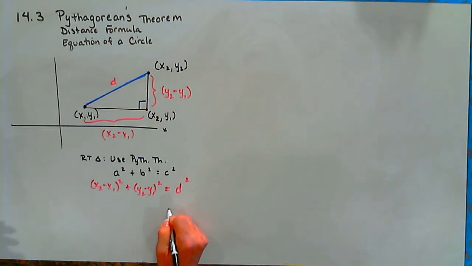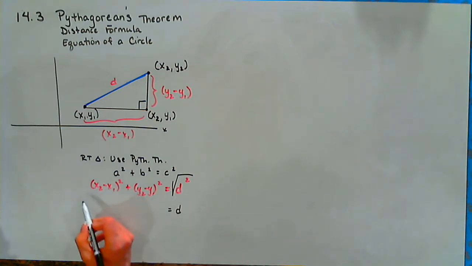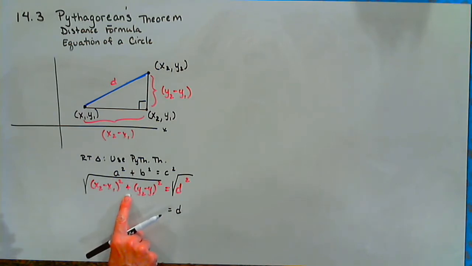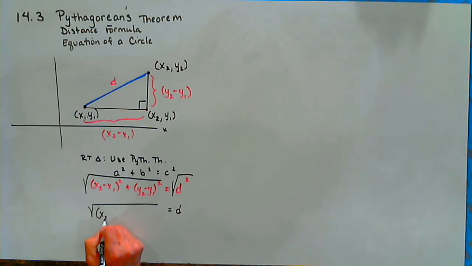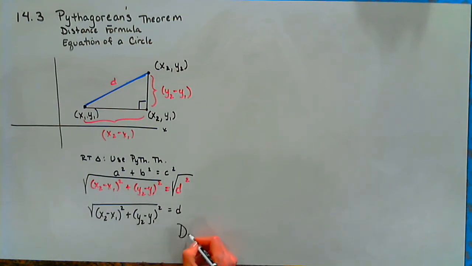How do we solve for d? We take the square root. So if I take the square root of the right side, I get d. If I take the square root, those are separate terms, so I cannot do them individually. I have to keep it all together. I end up with the square root of the difference of the x's squared plus the difference of the y values squared, and that's what we call the distance formula.